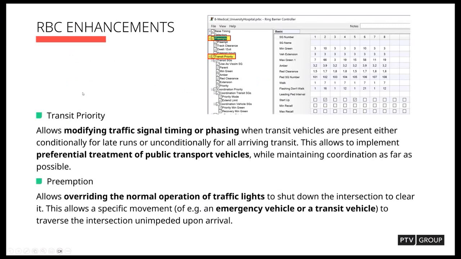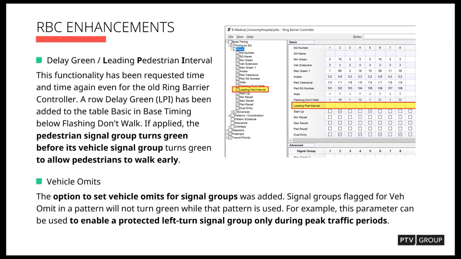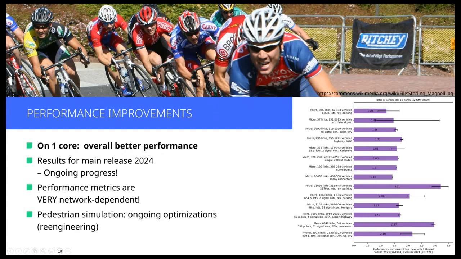Then something which will be most interesting for Northern American traffic signal times planners, and that's the RBC enhancement. So there is now transit priority, preemption, leading pedestrian intervals, and vehicle omits. So how should I say? It's probably second level use of RBC. So beyond the basics. So we added some stuff here as well.